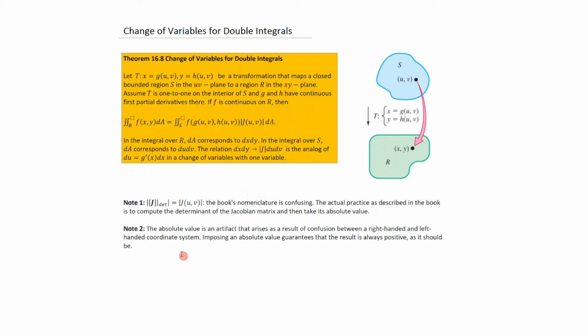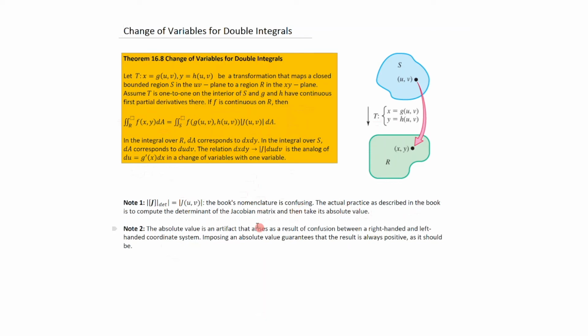All right, so just a couple of notes here. Note one: in the textbook, they show the absolute value of the determinant of the Jacobian matrix, which, if you don't look carefully, you wouldn't know. The actual practice described in the book is to compute the determinant of the Jacobian matrix and then take its absolute value. So keep that in mind.